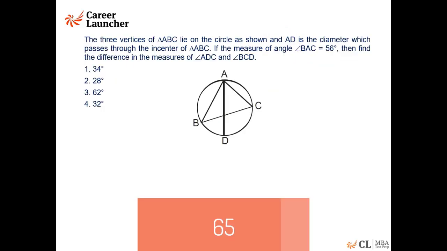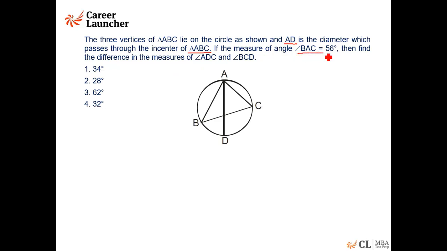Okay, geometry. Three vertices of triangle ABC lie on the circle as shown. AD is the diameter which passes through the incenter of triangle ABC. If the measure of angle BAC is 56 degrees, so this is 56 degrees, find the difference in the measure of angle ADC and BCD.